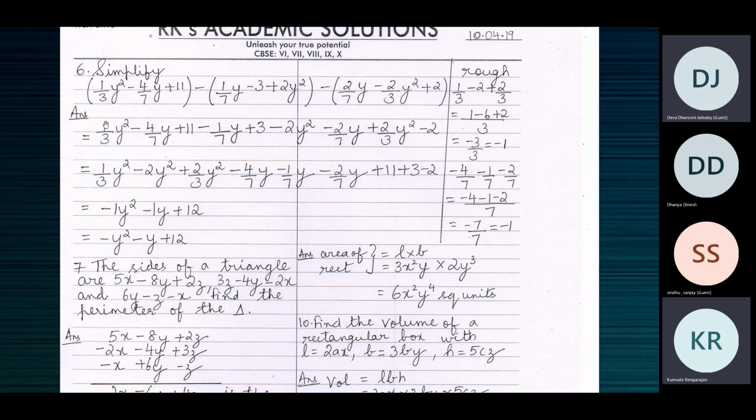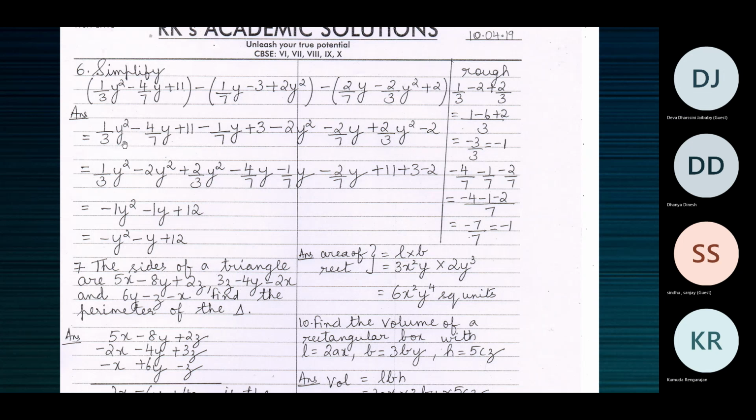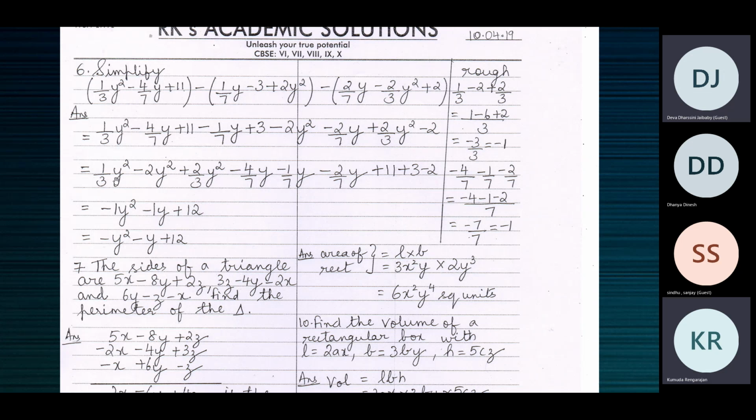Are you separating and writing it, ma'am? Yeah, so see here, 1 by 3 y square. Then there's another y square here, minus 2 y square. And another y square here, plus 2 by 3 y square. Then the y terms: minus 4 by 7y, minus 1 by 7y, minus 2 by 7y. And then the constants: plus 11, plus 3, minus 2.